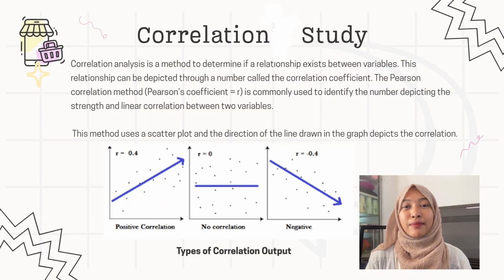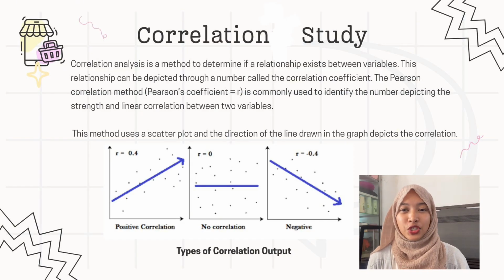So what is reliability? It refers to the consistency of measurement, whether the results can be reproduced under the same conditions or not. Okay, now we're moving to correlational study. So what is correlational study? It is a method that determines if a relationship can exist between variables. This relationship can be depicted through a number called the correlation coefficient.